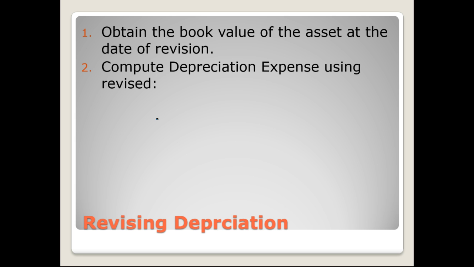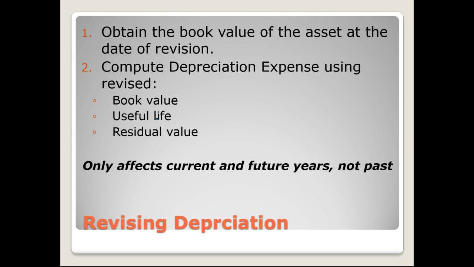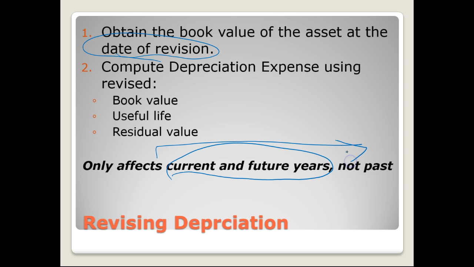Then you need to compute the depreciation expense using revised information, whether that's new book value, new useful life, new residual value, or a combination of all three. And then you will use that new depreciation expense going forward. Notice this only affects the current and future years. You do not go back into your journal entries from previous years prior to the revision. You don't go back and make any changes. You only make changes from here into the future.